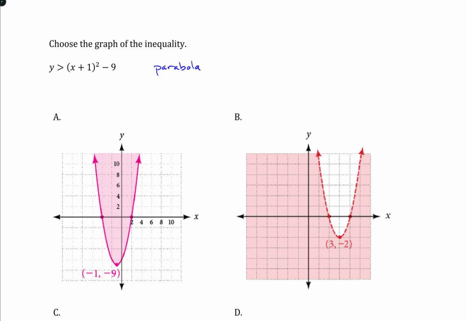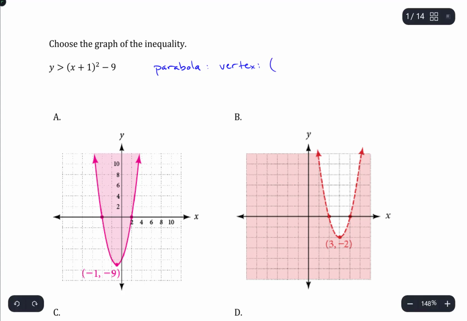can help us. So we have a parabola, and the vertex here, if you'll notice, the equation is in vertex form, so I can identify the vertex at (-1, -9). And the leading term coefficient is positive, so it would open upward.